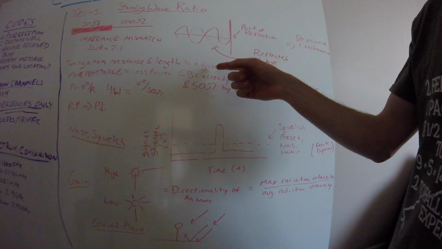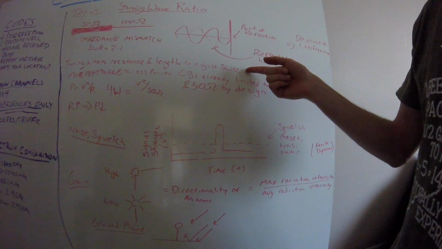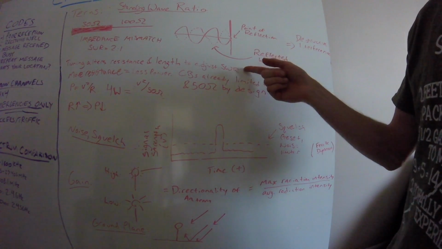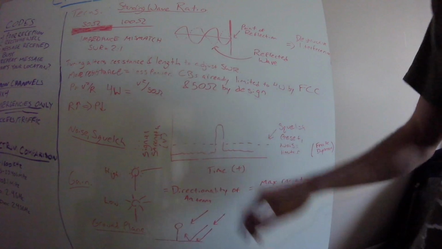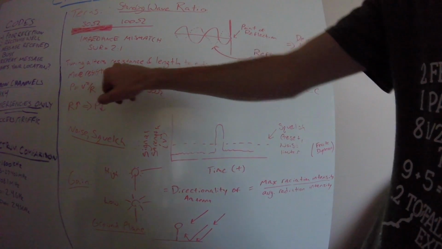That way you can change your SWR. SWR is a very important thing. When you're setting up a CB radio, you need an SWR meter to help you tune it appropriately. So again, more resistance will mean less power.